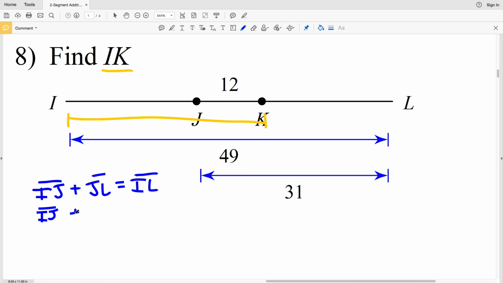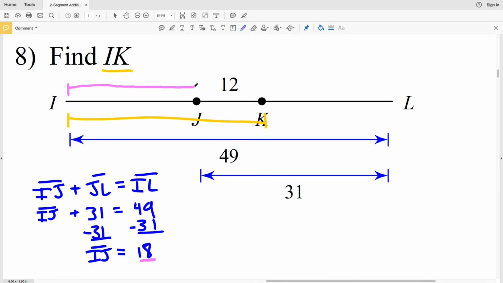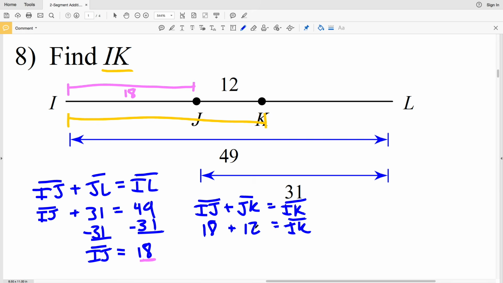So IJ is our unknown. So we have segment IJ plus segment JL, which we know the length of that is 31. And that's equal to the total length of I to L, which is 49. So I'm going to subtract 31, and that'll give us that segment IJ is equal to 49 minus 31, which is 18. So I have that IJ equals 18. And now that I've solved for IJ, I can add segment IJ to the length of segment JK to get the total length of IK. IJ, 18, plus JK, 12, equals segment IK. 18 plus 12 equals 30, so 30 is our answer in number 8 and is the length of segment IK.